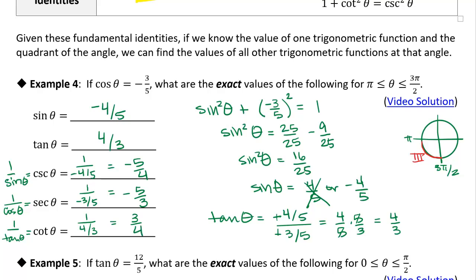So there we go. We took the cosine and were able to find all the other trig functions, given the quadrant that the angle was in. All right, I'll meet you in the next video.